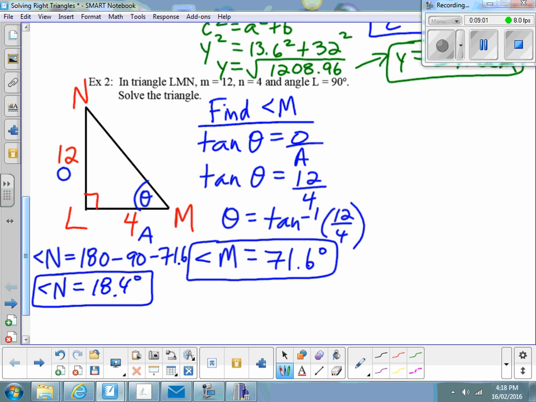So I've got these two angles. I need to find this side here, which is side L. I'm going to try and find L. And when I'm finding L, I can use Pythagorean theorem for this. C squared equals A squared plus B squared.